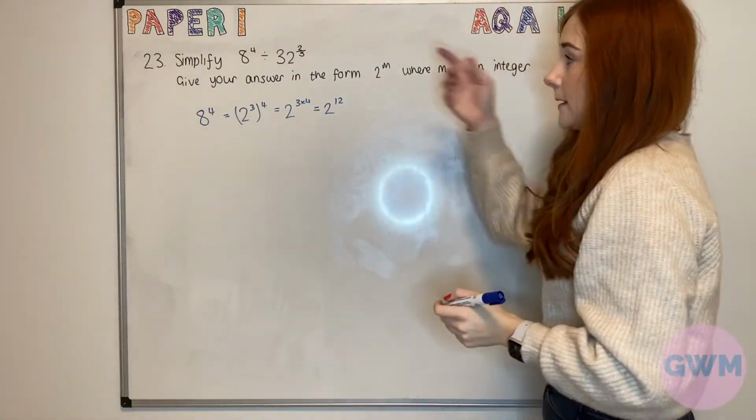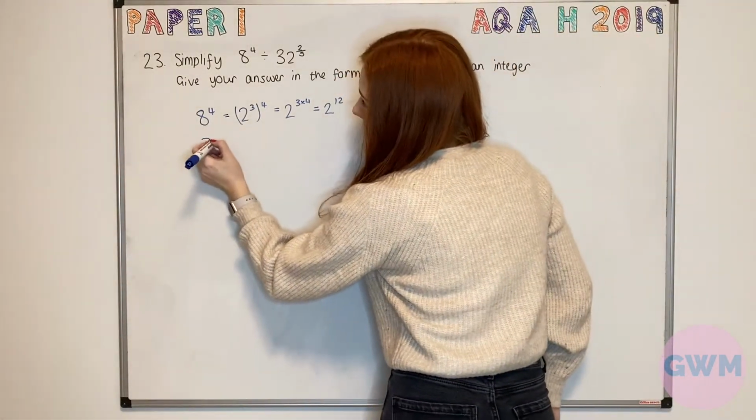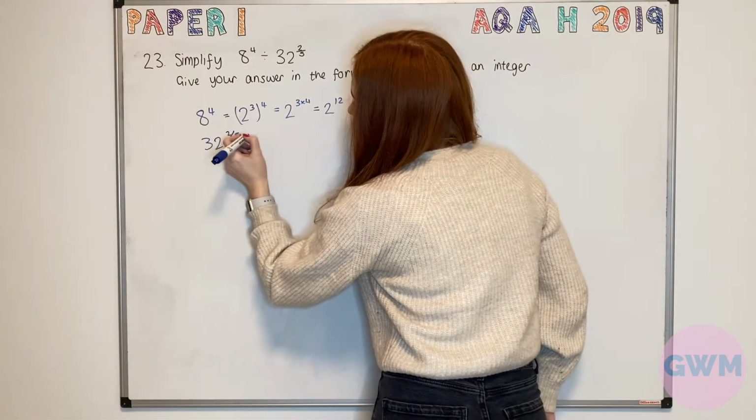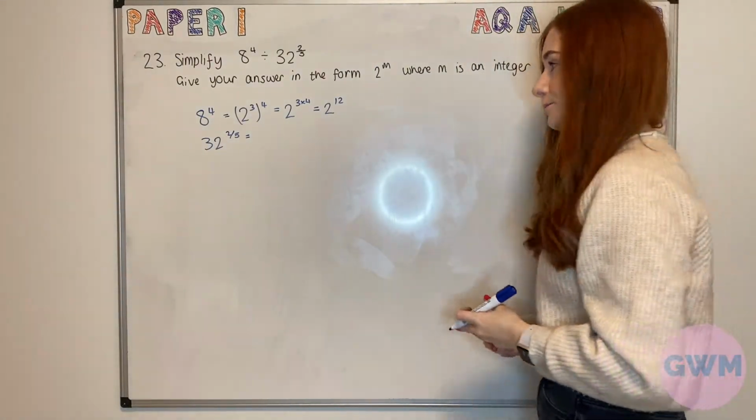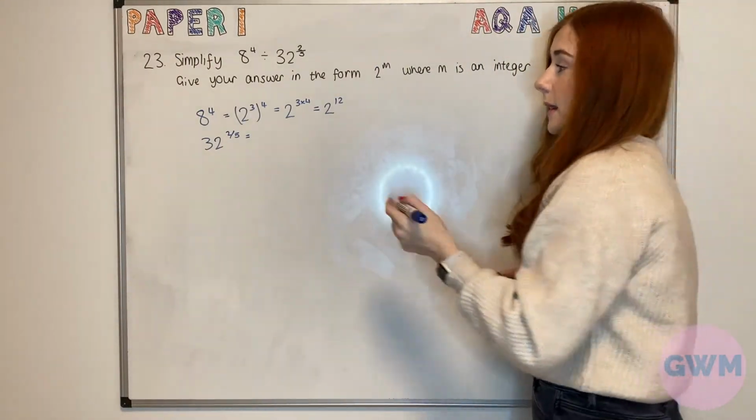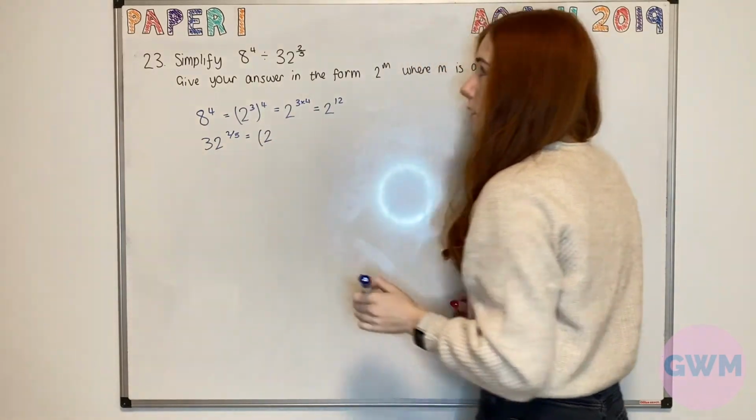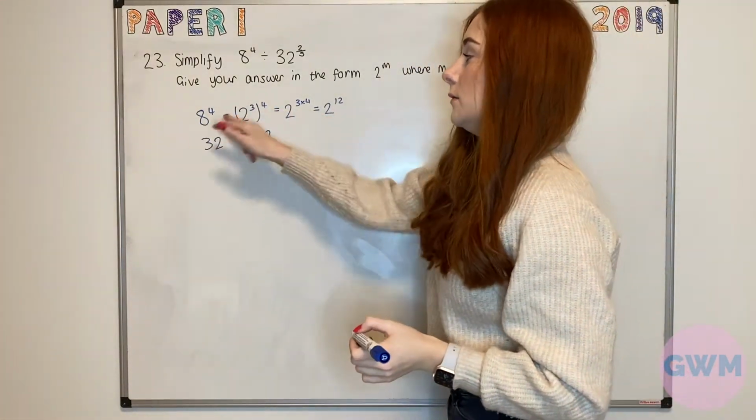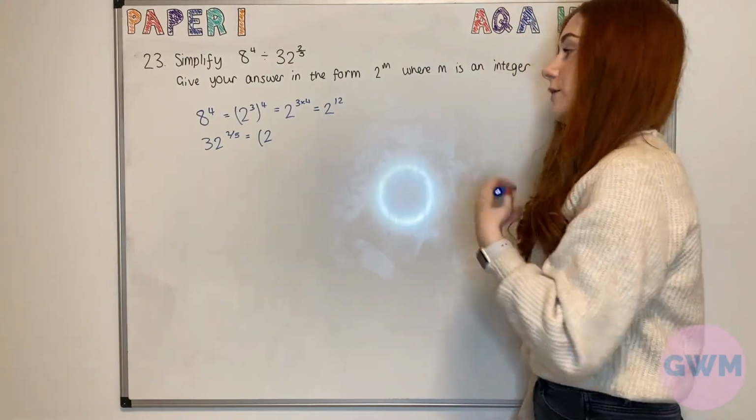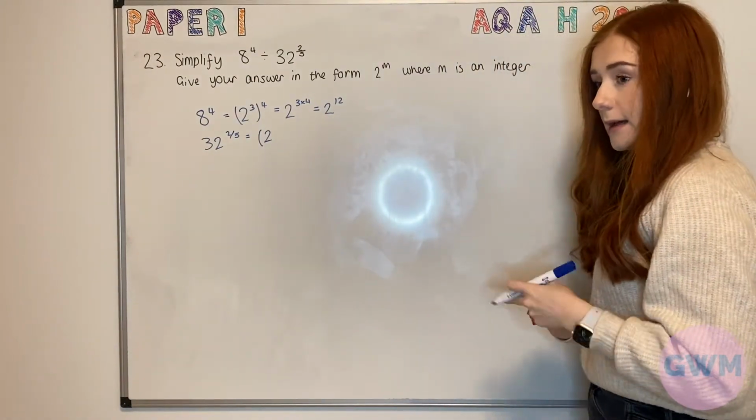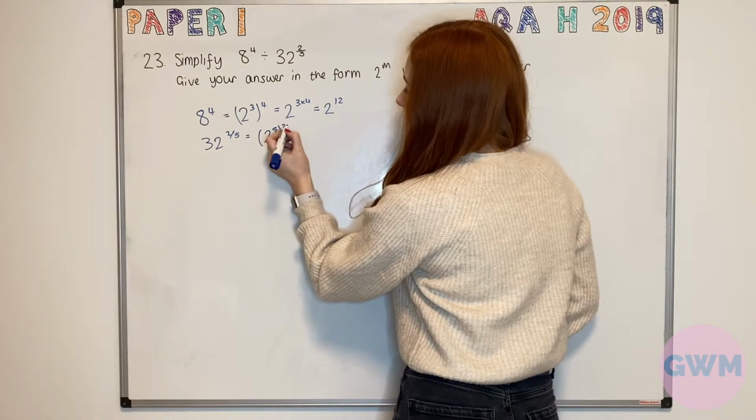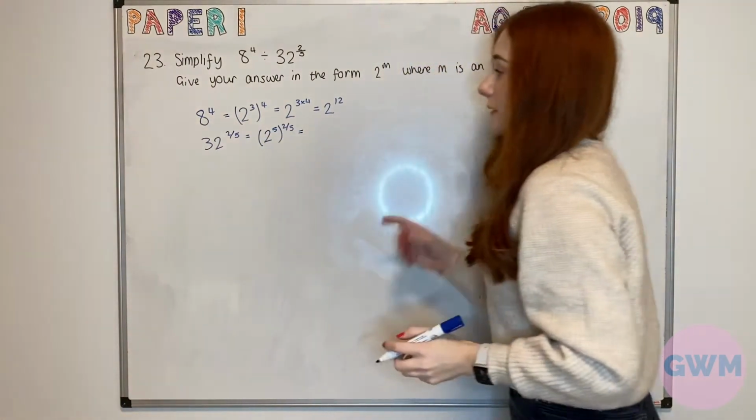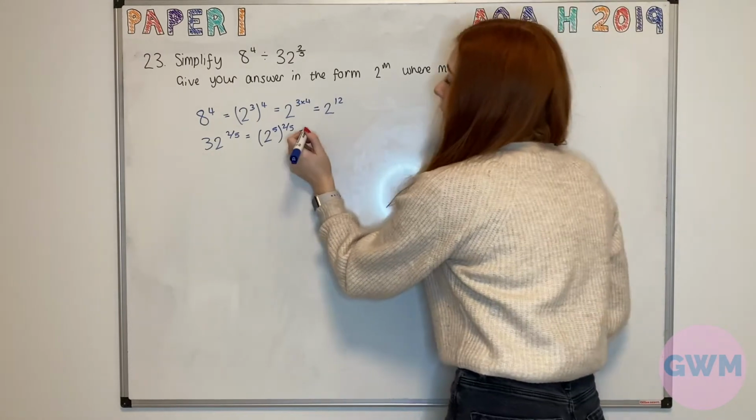Now let's look at the next side: 32 to the power 2 over 5. Okay, well can we take this down to 2? 8 is 2 cubed. If we times it by 2 again, we get 16, and by 2 again, we get 32. So 32 is 2 to the 5, and that is to the power 2/5. So again, we've got a power inside a power, so we times them.